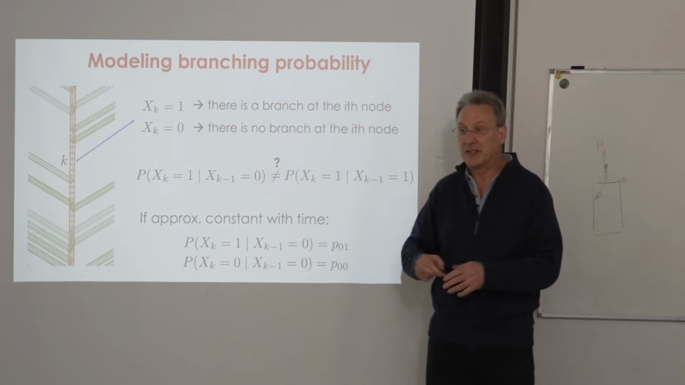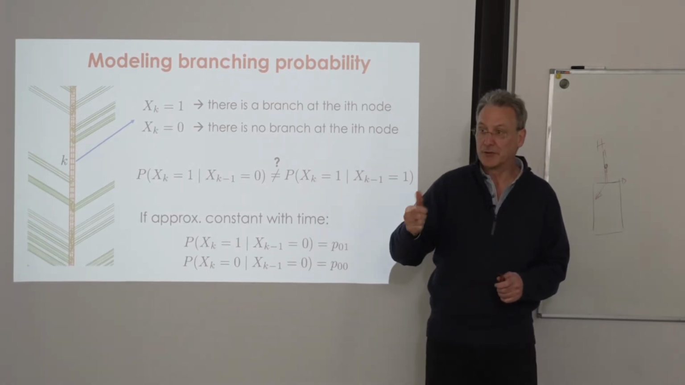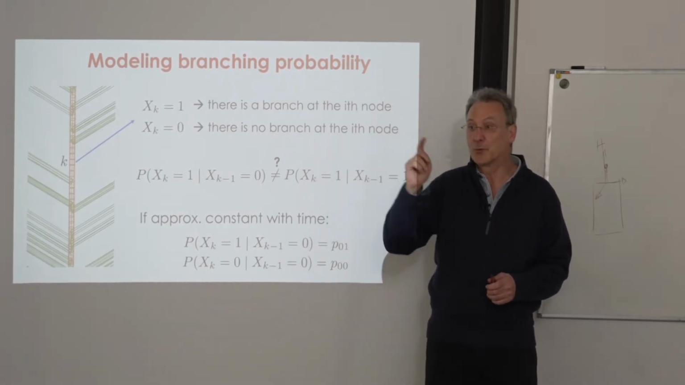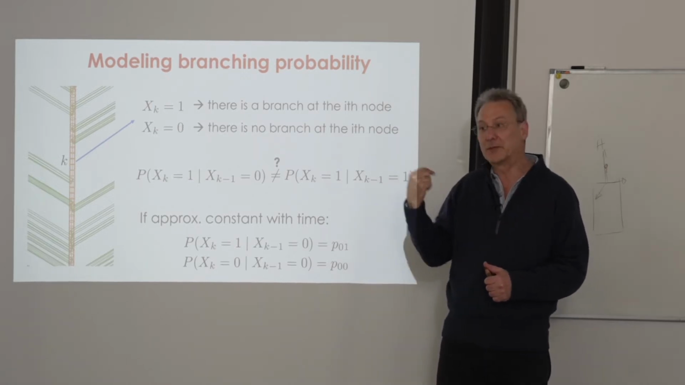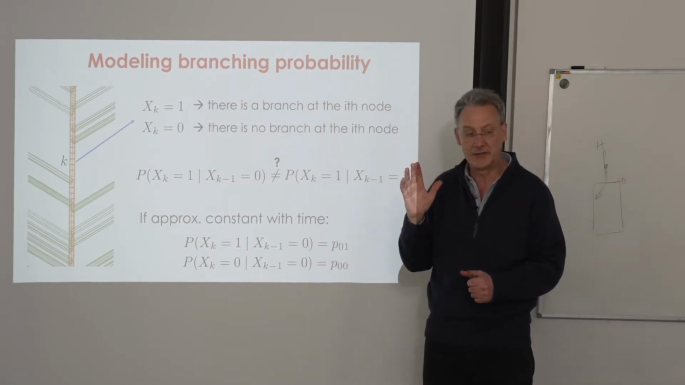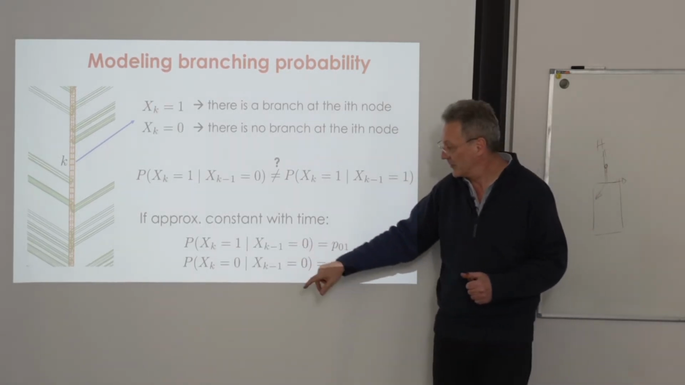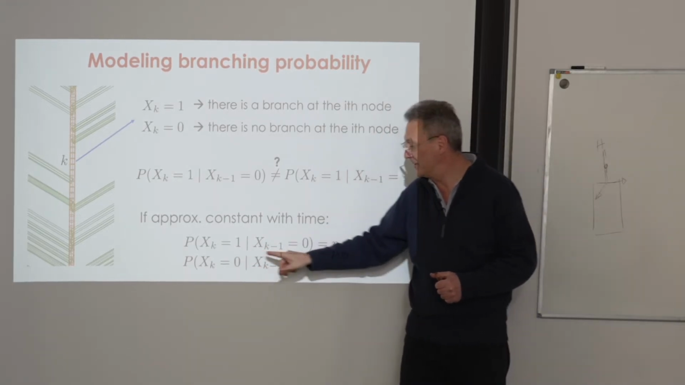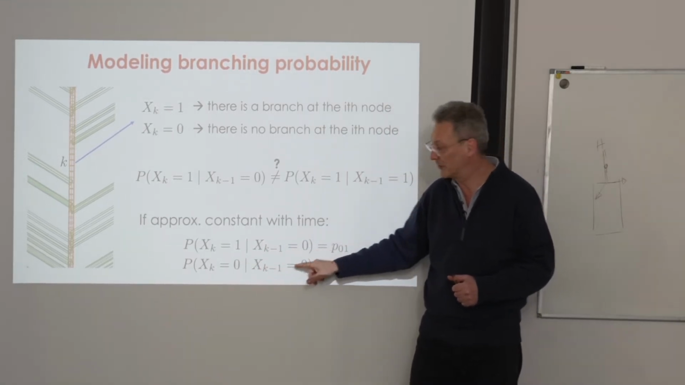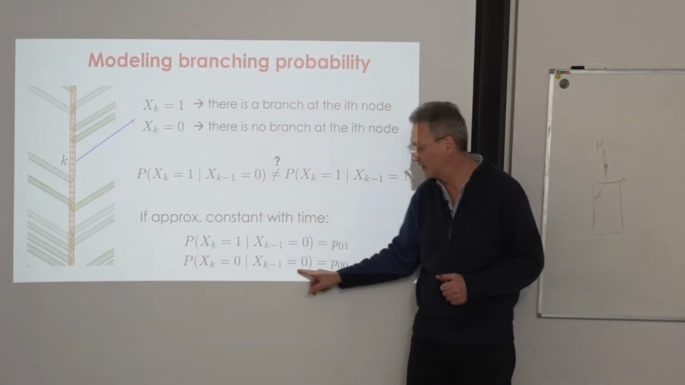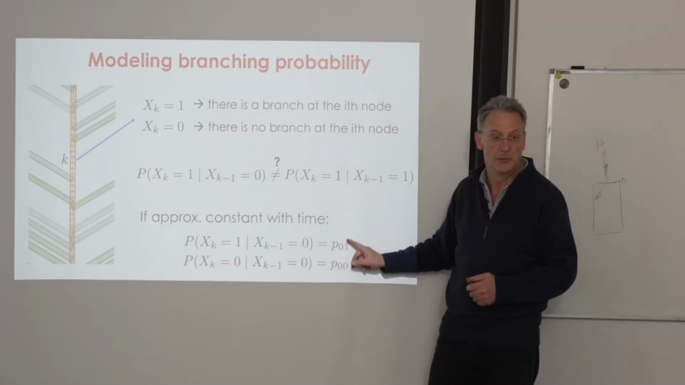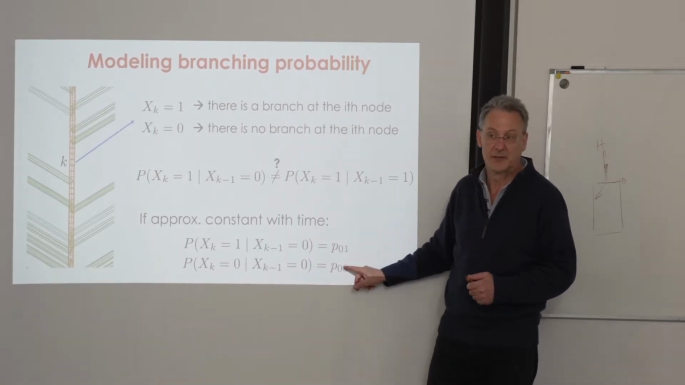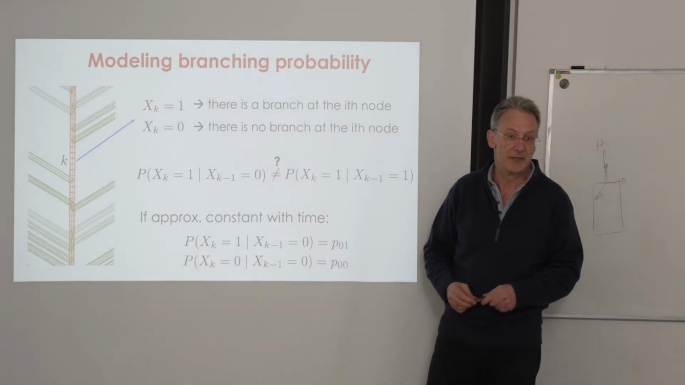So instead of having a constant probability of tossing a coin, it's the probability of tossing a coin knowing what the result of the previous one was. It's only slightly more complex. And then what I say is that the probability of observing a leaf knowing that there was no leaf before, or the probability of observing no leaf knowing that there was no leaf before, are described by two constants that correspond to the probability of these events.